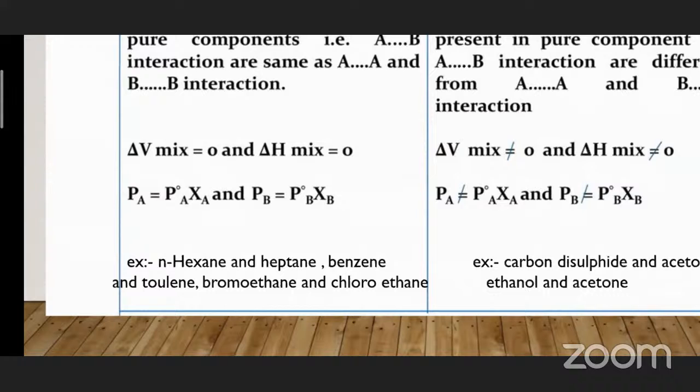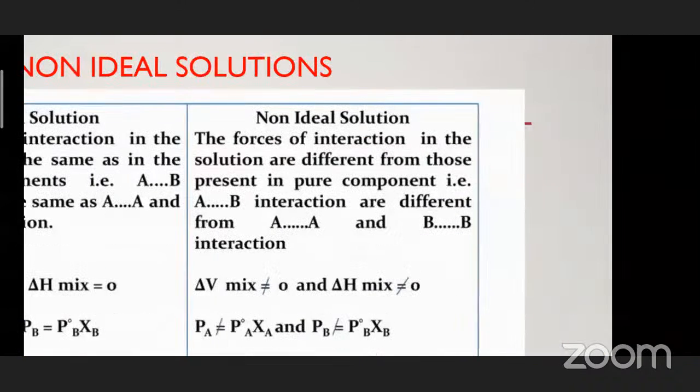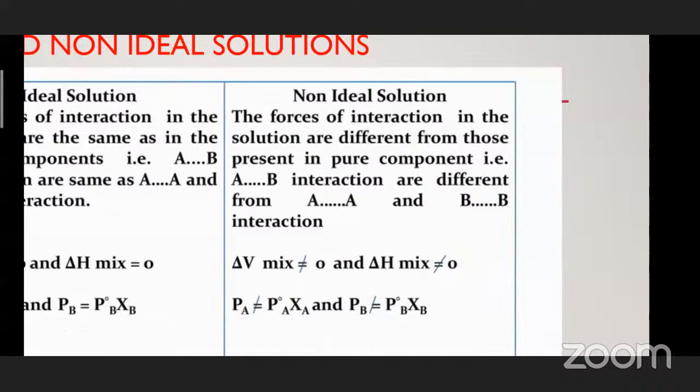So next, let us see the other side of it. We said all the solutions are not ideal. They are deviating from ideal behavior. Such solutions are called non-ideal solutions. In simple terms, non-ideal solutions are the solutions which do not obey Raoult's law. Similarly, the same example we will take here. We are taking two substances, that is A and B.